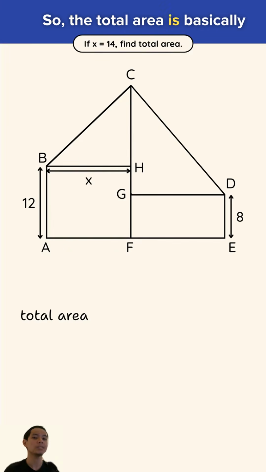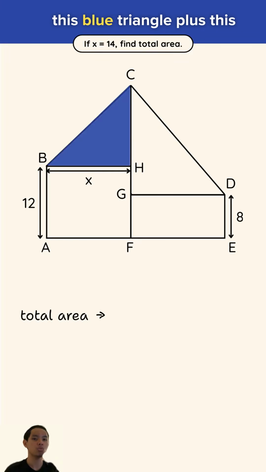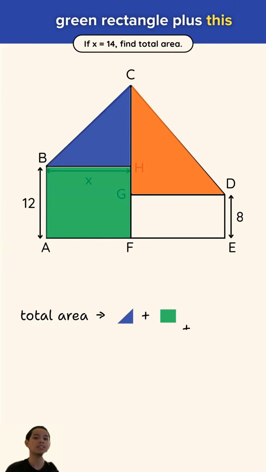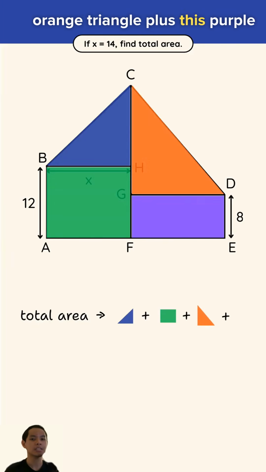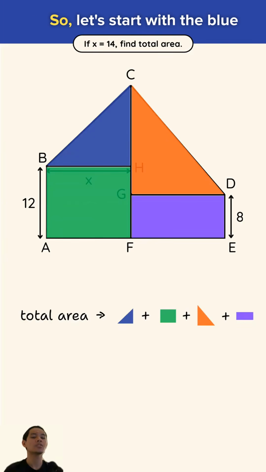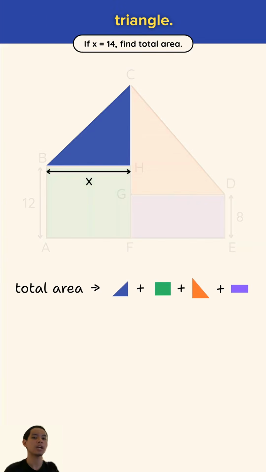So the total area is basically this blue triangle plus this green rectangle plus this orange triangle plus this purple rectangle. So let's start with the blue triangle.